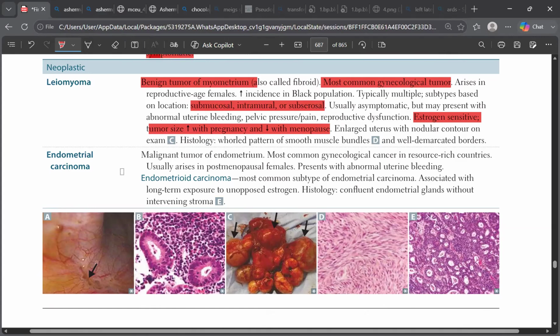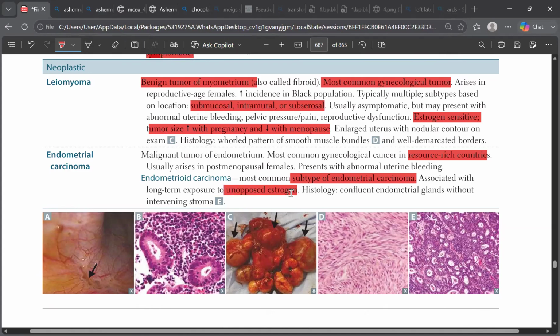Then there is endometrial carcinoma, which is the malignant tumor of the endometrium, the most common gynecological cancer in resource-rich countries. It usually arises in postmenopausal females and presents with abnormal uterine bleeding. Endometrioid carcinoma is the most common subtype of endometrial carcinoma. It is associated with long-term exposure to unopposed estrogen.